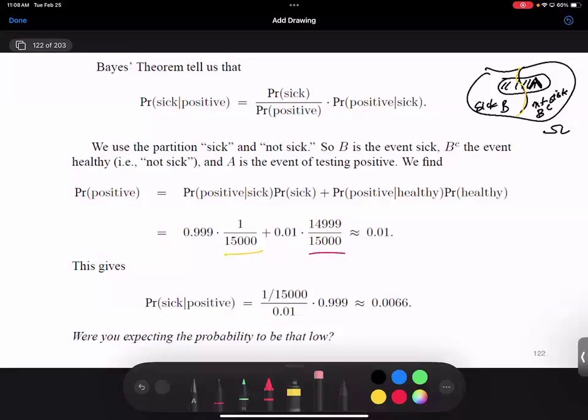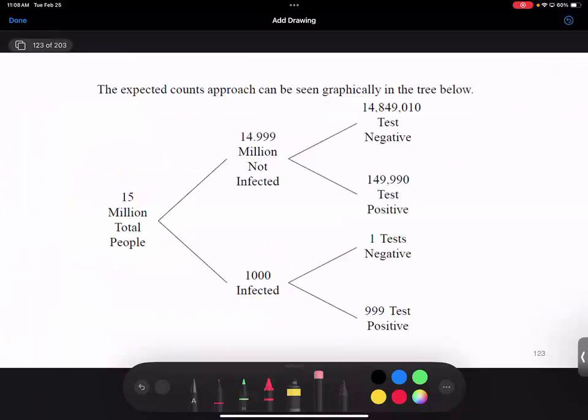But the odds of you being sick, we could also, of course, solve this with the expected counts approach. I love the expected counts approach. Imagine I have 15 million people. 14.999 million are not infected. 1,000 are infected. Of the 14.999 million who are not infected, we can then calculate what percent test negative and what percent test positive. Almost always the test is correct if you are healthy. Only once out of every 100 are you going to have some problems.